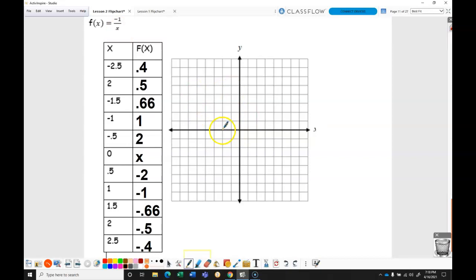So negative 2.5 gets me up to 0.4, which is right about there. And again, this should be negative 2. So negative 2 gets me to positive 0.5. Negative 1.5 is 2/3. Negative 1 is positive 1. Negative 0.5 is positive 2. Oh, well, it's still a curve, but it's now in a different quadrant, isn't it? It was this quadrant.